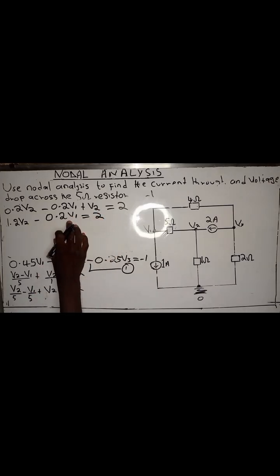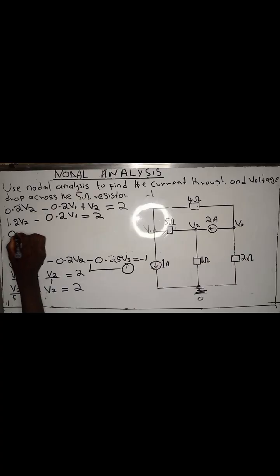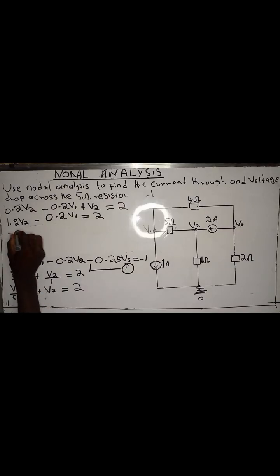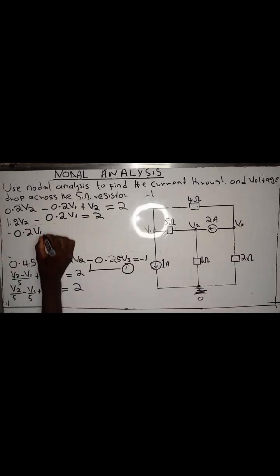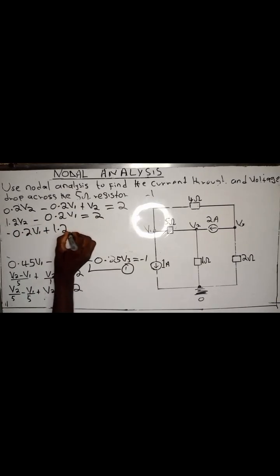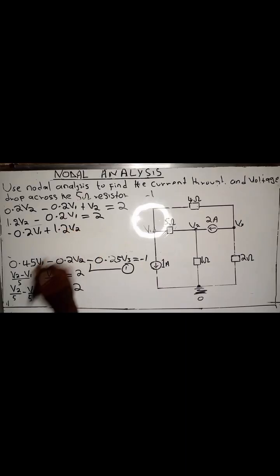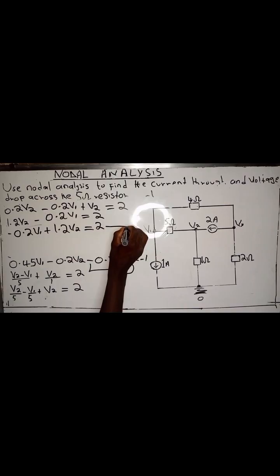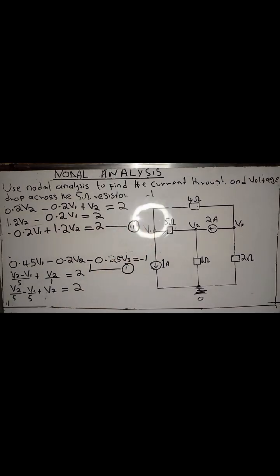V1 comes first before V2. So minus 0.2 V1 plus 1.2 V2, which equals 2. So this is my second equation, equation 2.